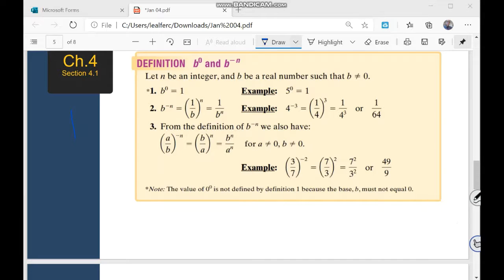Let's go to the next. Negative exponent. If you have a number and you raise this number to a negative exponent, this is the same thing as having the inverted number with the positive exponent n. So let's check an example here. 4 exponent negative 3.